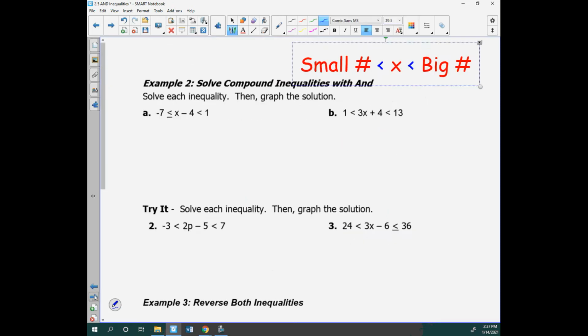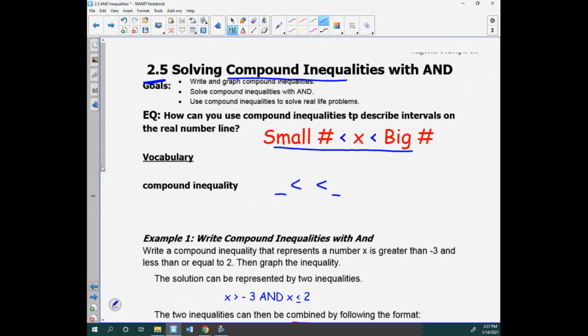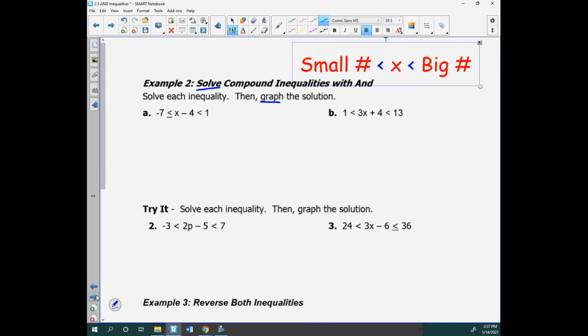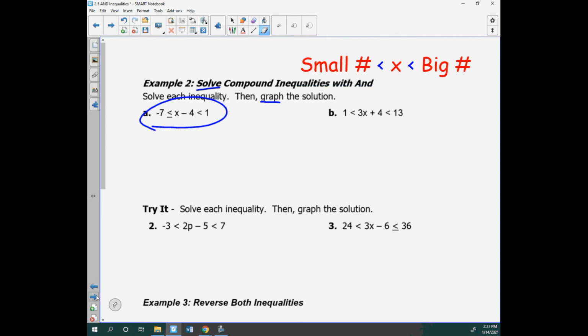All right, so now what we're going to have to do though is solve them and then graph them. So keep in mind, all of our graphs are going to look like the two I just drew. They're all just going to be stuff that's meeting in the middle. Okay? Well, you might have a little trouble looking at this letter A and thinking, there are 2 signs in there and numbers all over the place.